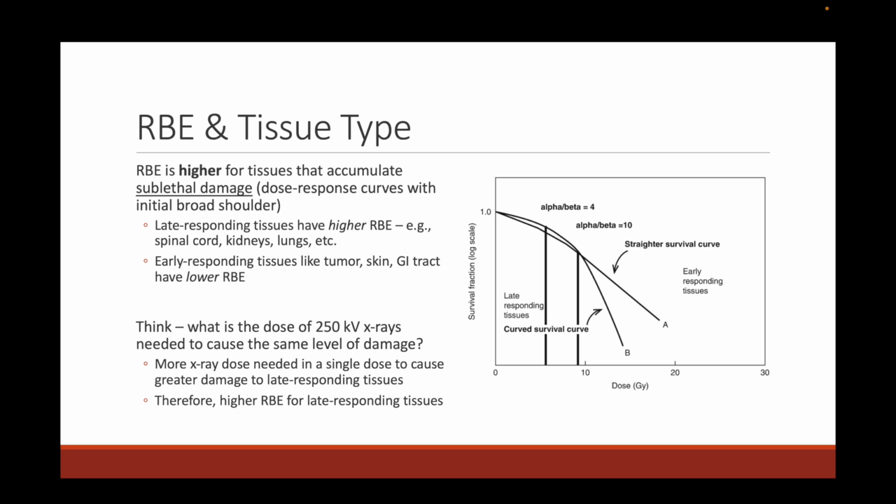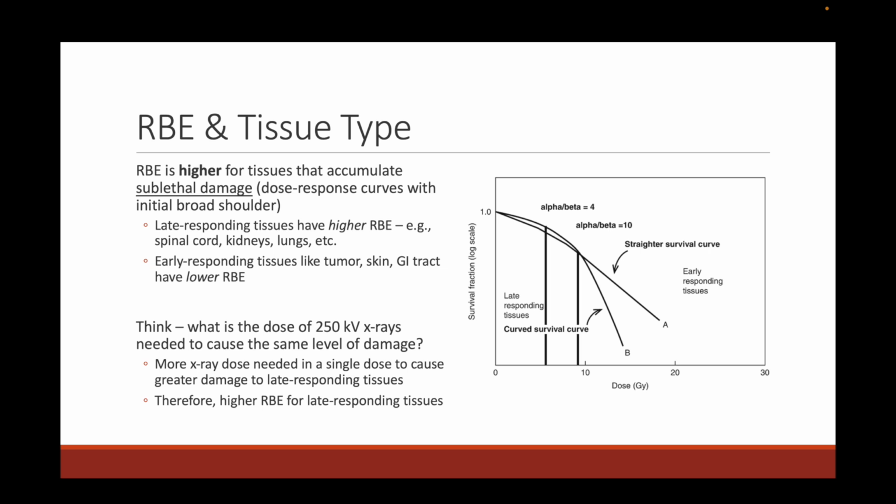If you have a hard time making sense of this, go back to the trick that I mentioned earlier. Remember, RBE is basically the ratio of the dose of 250 kV x-rays that we need to whatever other type of radiation that we need. So when we're changing the tissue type, ask yourself, what is the dose of 250 kV x-rays that we would need to cause the same level of damage in a given tissue type? Would we need a higher dose of 250 kV x-rays to damage our high alpha beta ratio rapidly proliferating cells?